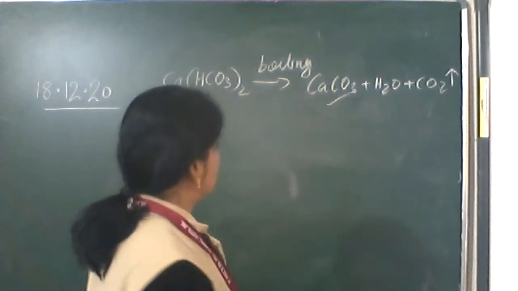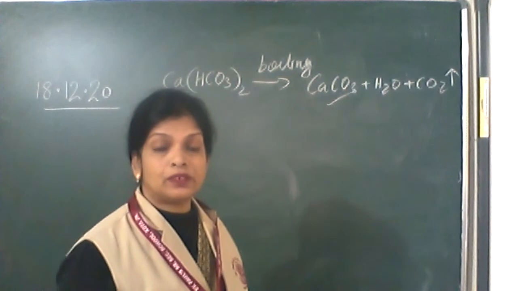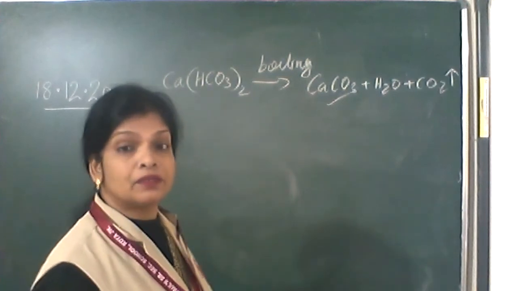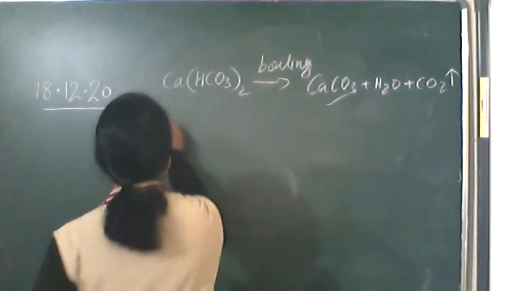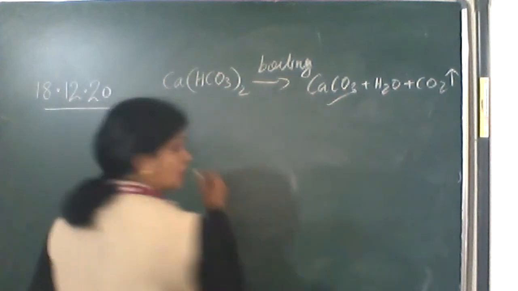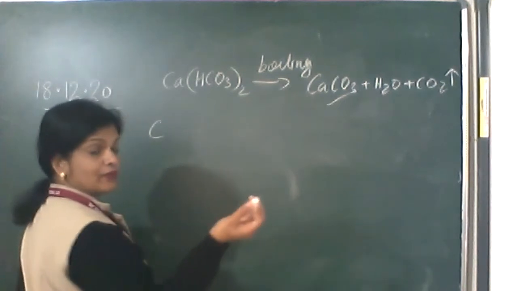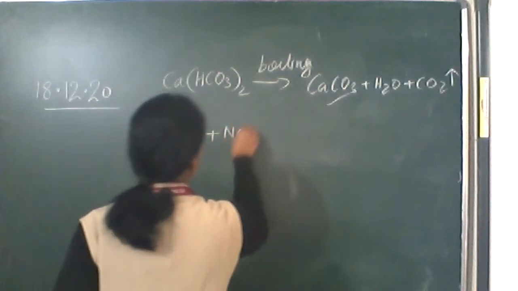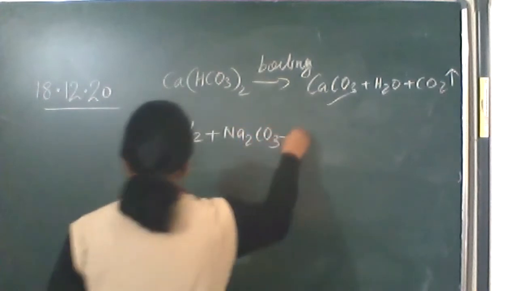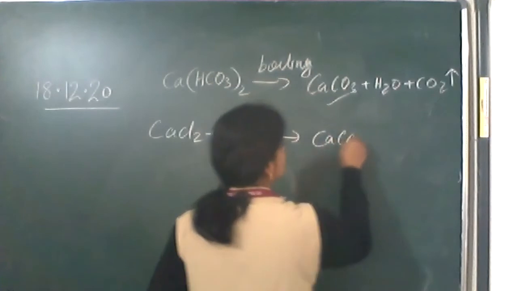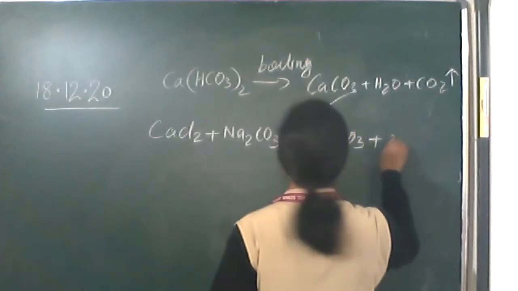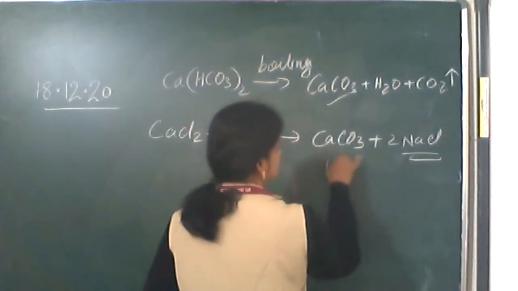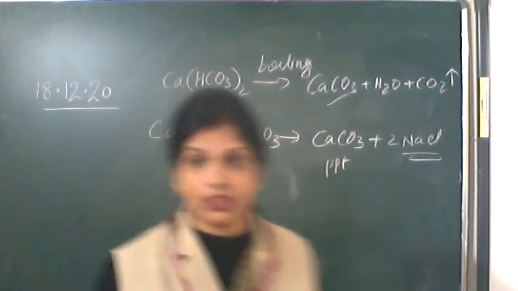Next, permanent hardness is to be removed by treating with sodium carbonate. Permanent hardness is due to the chlorides and sulfates of calcium and magnesium. So CaCl2 plus Na2CO3 gives CaCO3 and 2NaCl. NaCl is soluble in water, but CaCO3 is a precipitate which you can remove by filtration.